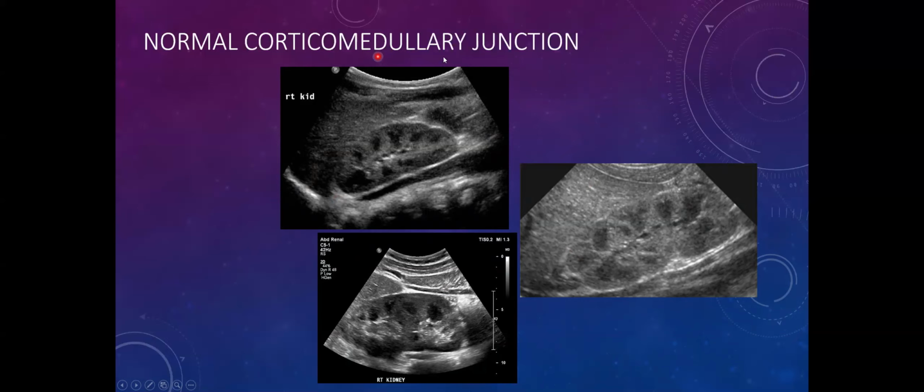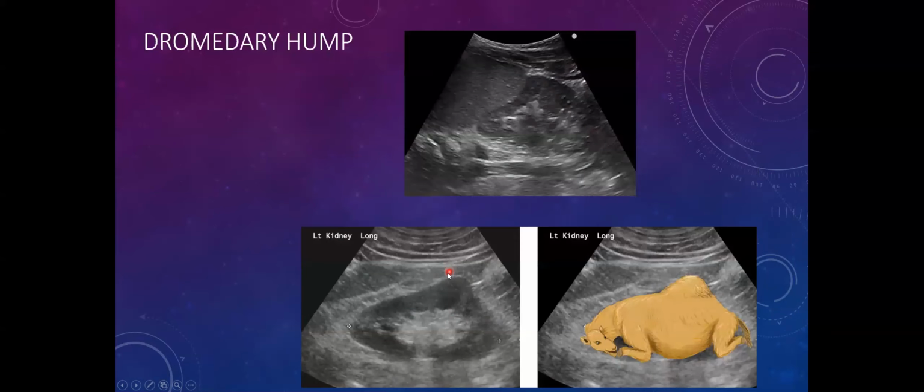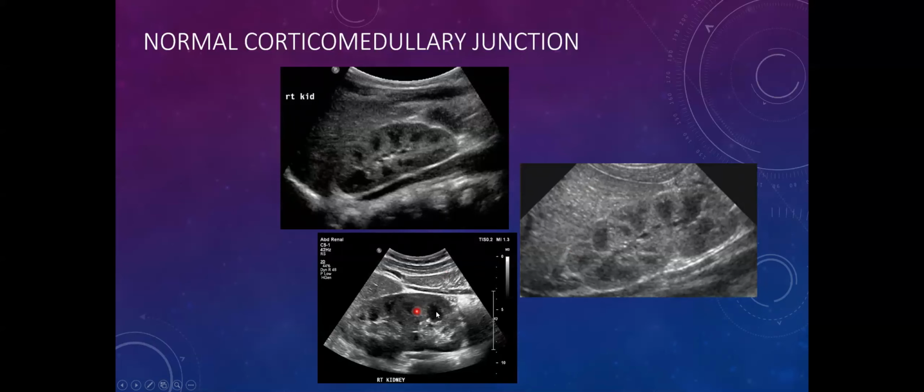Normal cortico-medullary junction. That's what I mentioned before. And so here, look at this. We clearly see the red dot is the cortex. When it goes from cortex to pyramid, that's the junction. Down here, we can clearly see these guys are so hypoechoic, careful, they could actually be confused as cysts. So you've got to be careful. Sometimes we usually don't see pyramids this clearly, because that's really beautiful.